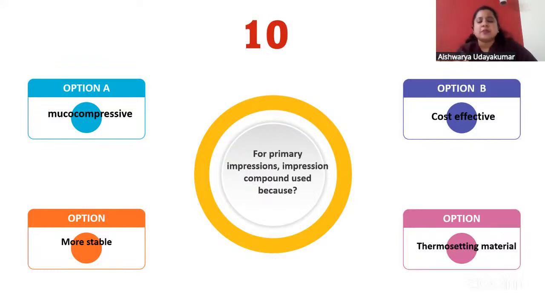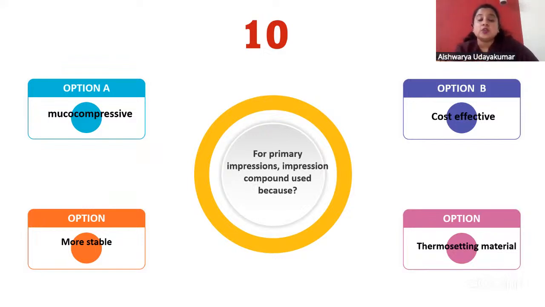Now, this primary impression by impression compound is one of the good materials. Definitely there are other materials that we use. They are mucocompressive, cost effective, more stable, thermosetting. They're not thermosetting, they're thermoplastic materials. Thermosetting means that through a chemical reaction they just set. After that, we can't change them. Thermoplastic materials become soft when you heat them, and when you cool them, they become hard.